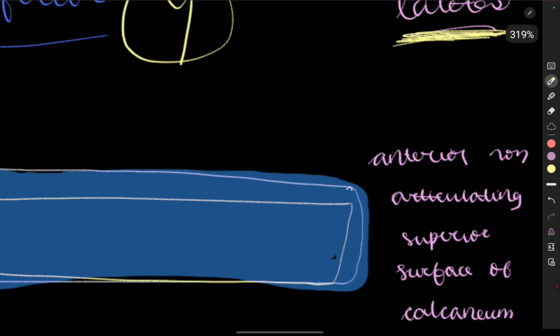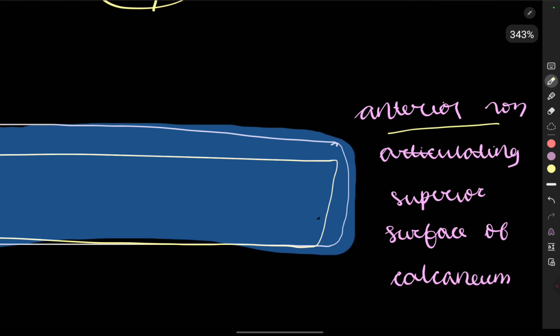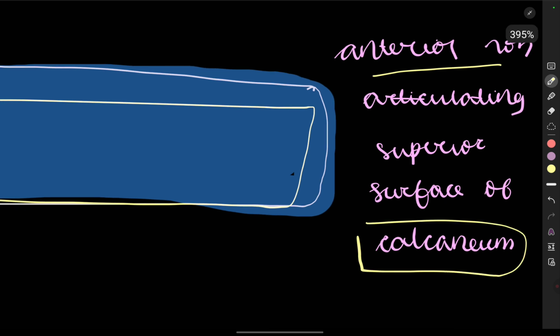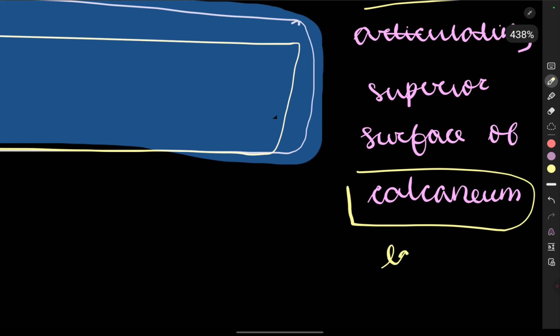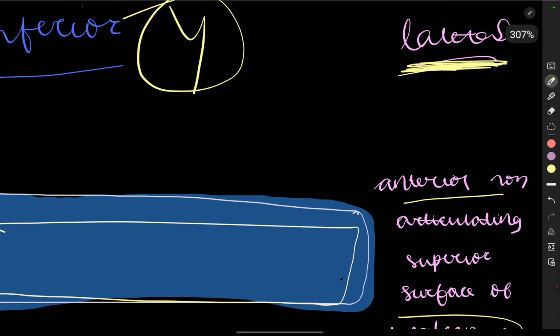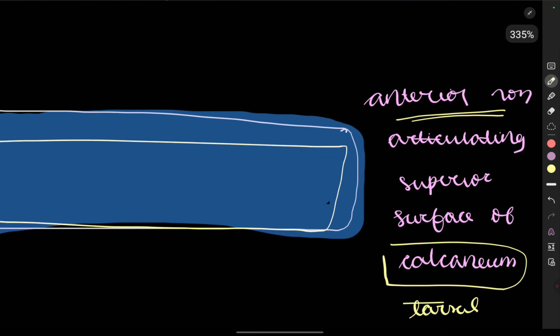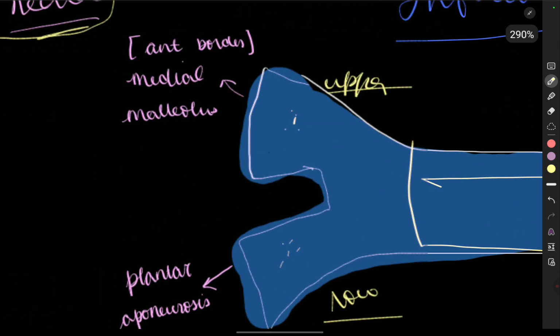The attachment on the lateral side is the anterior non-articulating, superior surface of the calcaneum bone. Calcaneum is one of the tarsal bones. It is present on the lateral side, so it is obvious. Anterior non-articulating surface of the calcaneum. That is on the lateral side.